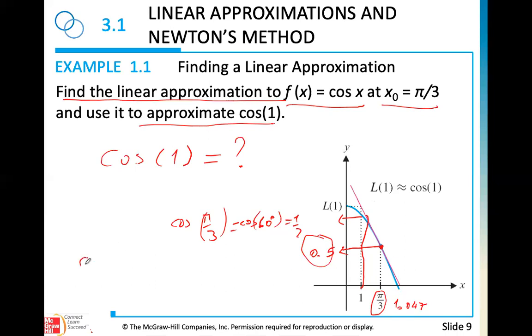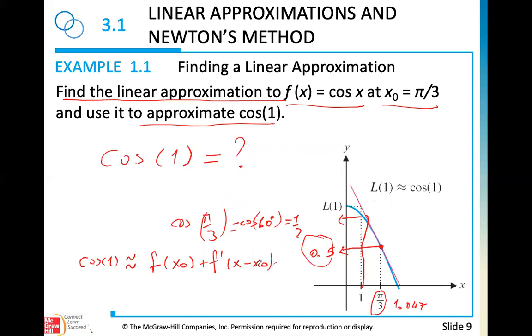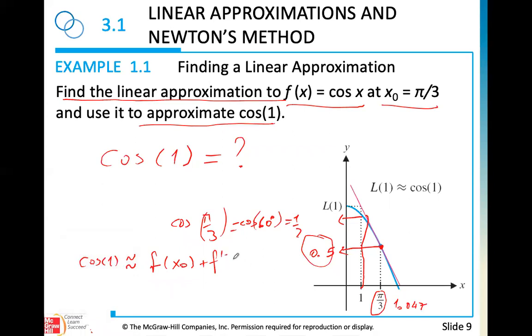The formula is this: cosine of 1 is approximately f at x0 plus f prime at x0 times x minus x0. Let's check the formula: f at x0, f prime at x0, x minus x0. This was the equation of the tangent line.